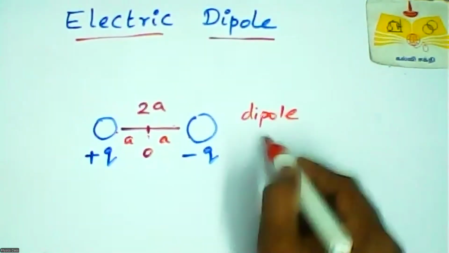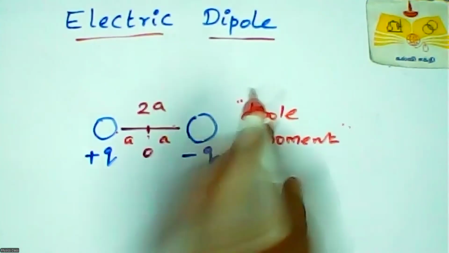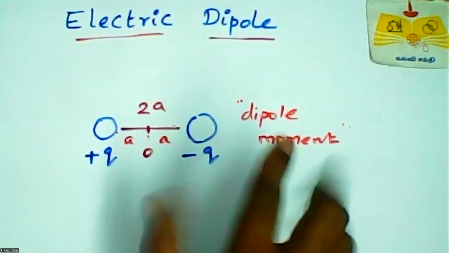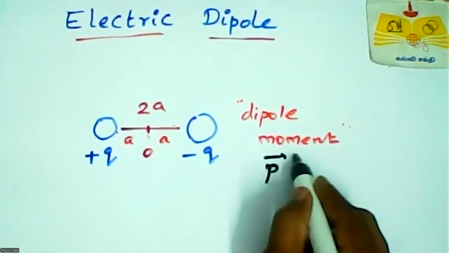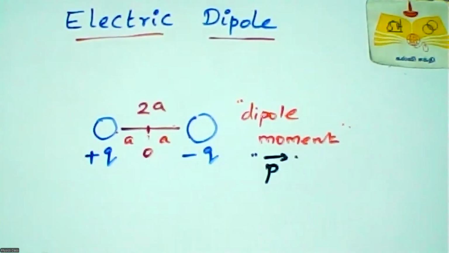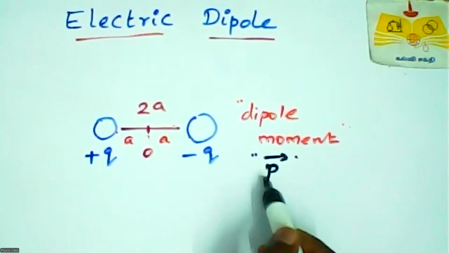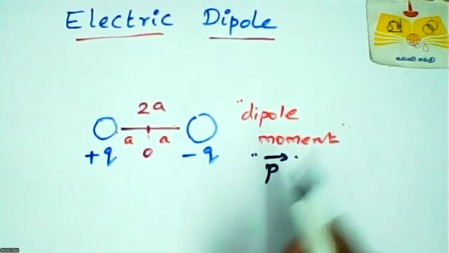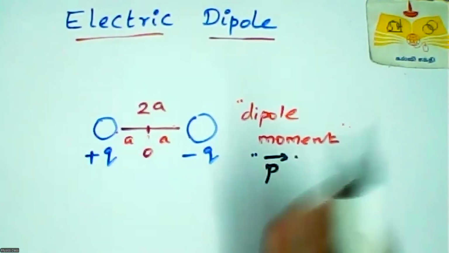The key characteristic of the dipole is its dipole moment. Very, very important property of the dipole. That is dipole moment, which we denote with the letter small p with vector symbol. It is known as the dipole moment. Dipole moment is a vector quantity, already you know that. So, here the vector symbol. So, it is a vector quantity.